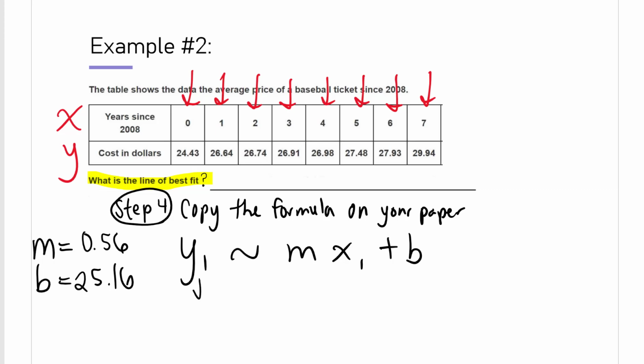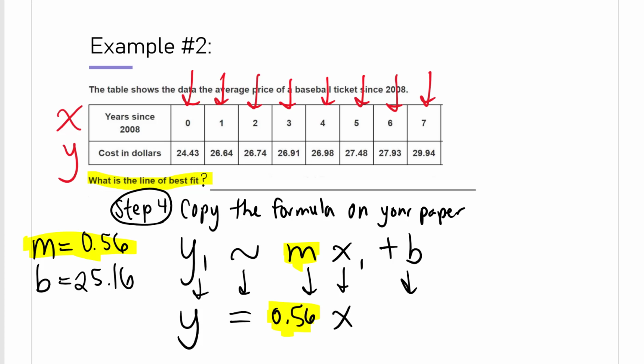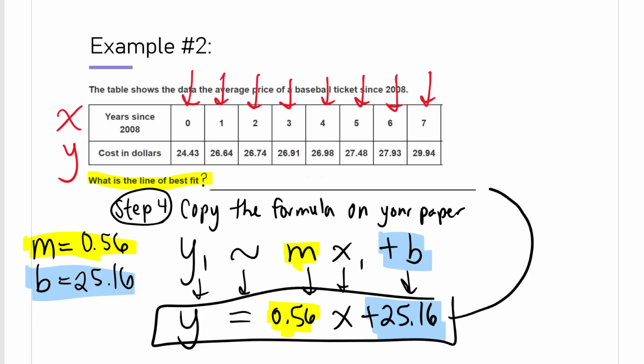And then change to the line of best fit. Y1 is y. Squiggly is equals. M is 0.56. X1 is x. B is 25.16 positive. And this is my line of best fit. Y equals 0.56x plus 25.16. Next problem.